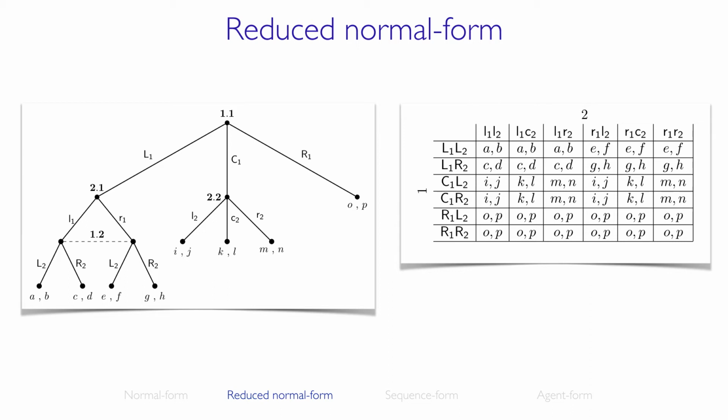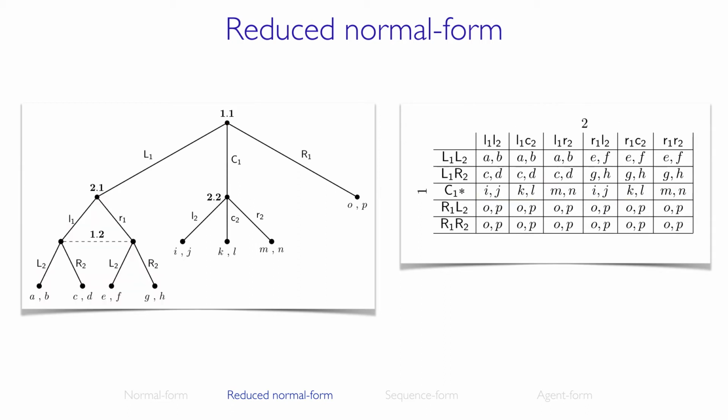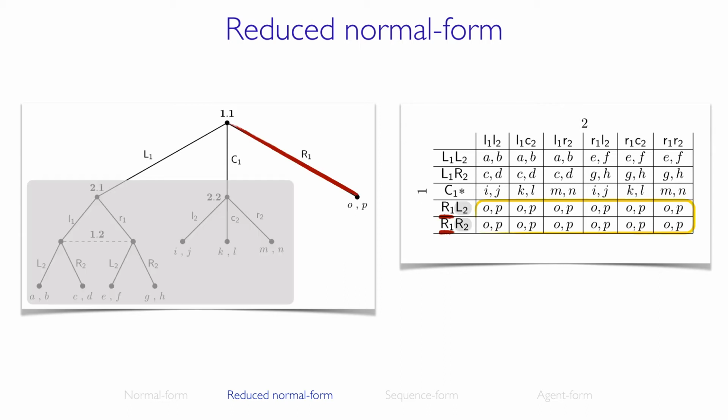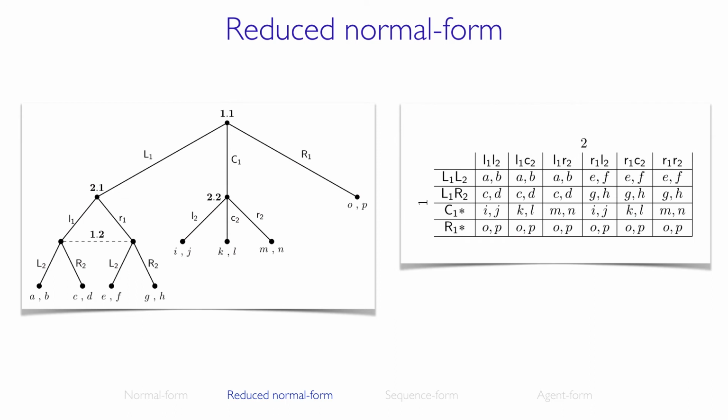Let us construct the reduced normal form. Note that if player 1 plans to play action C1 at information set 1.1, then player payoffs do not depend on what player 1 plan prescribes to play at information set 1.2. Thus, we can collapse the two plans into a single one, namely C1 star. Here we have an analogous situation where the two plans involving R1 are merged. Finally, this is the reduced normal form representation.